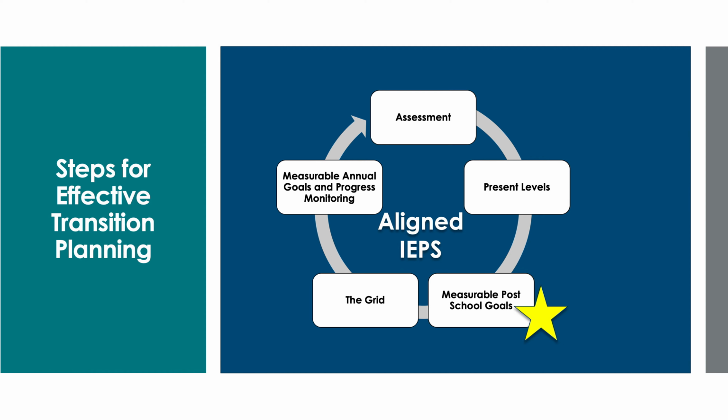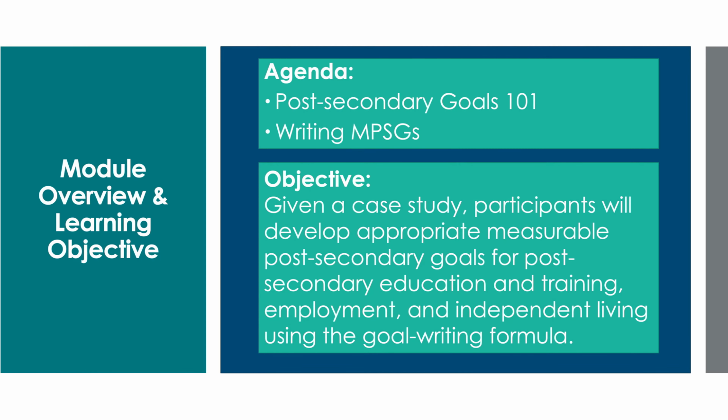Post-secondary goals are a vital part of the IEP. In this module, we will review the importance of having appropriate post-secondary goals and provide you with a formula for writing high-quality goals for the 3 adult outcome areas. By the end of this module, you'll be able to develop appropriate measurable post-secondary goals for education and training, employment, and independent living using this goal writing formula.